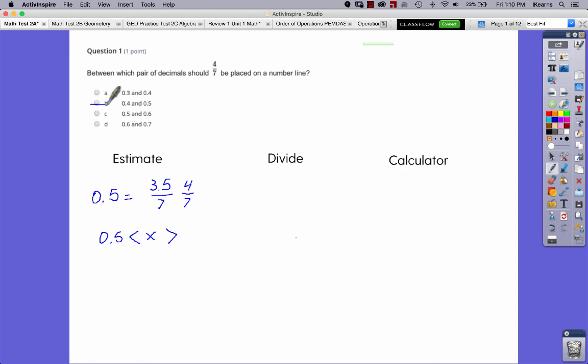So it definitely cannot be A and B if you can get this far. So then you're guessing between these ones, and maybe you would guess C. I think that makes a little bit more sense as a guess.